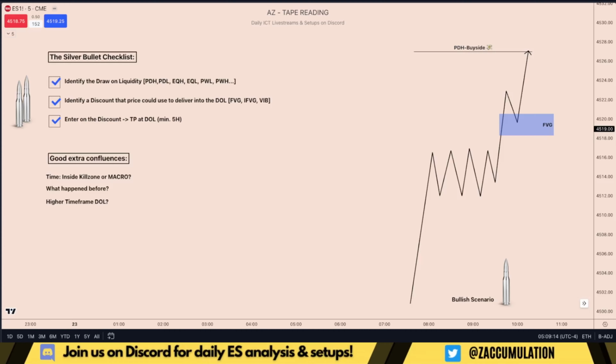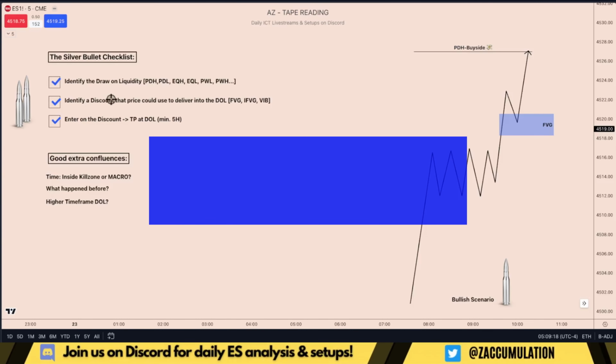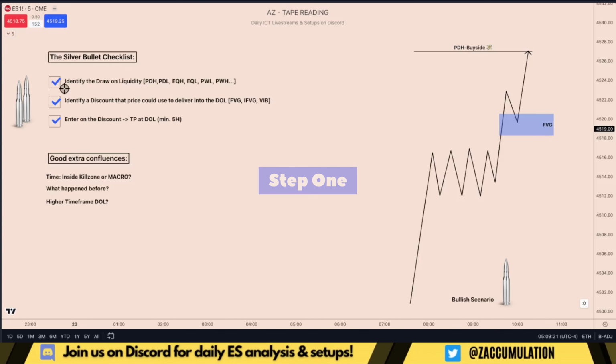And that's really the core of the silver bullet setup, because our first check on this checklist right here is to identify the draw on liquidity, the high probability draw on liquidity. This could be the previous day's high, it could be the previous day's low if we're bearish, could be equal high buy side, equal low sell side, the previous week, previous month high low. But in my opinion, the most important part about it is that you have to have that gut feeling that we're really going to take this previous day's high buy side.